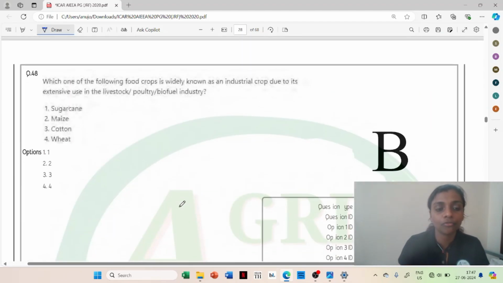Next question, which one of the following food crops is widely known as an industrial crop due to its extensive use in the livestock, poultry or biofuel industry? It is a direct question. The answer is maize, from general agriculture. Maize can be used as feed for livestock or poultry, as well as in the biofuel industry.